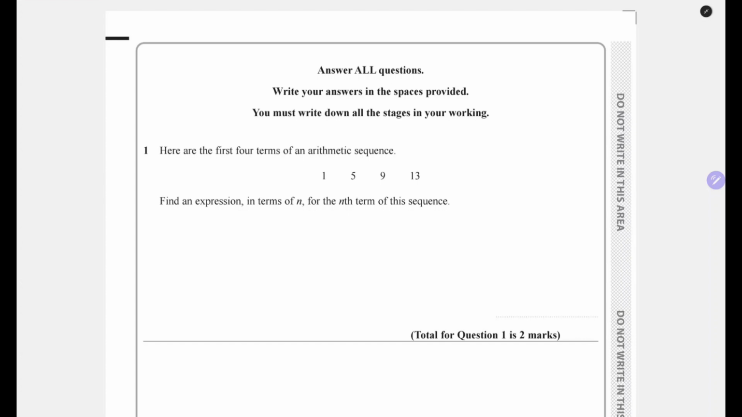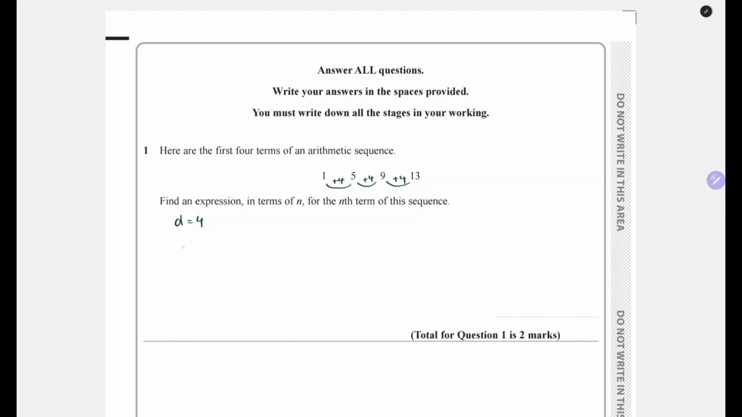and 13. Find an expression in terms of n for the nth term of this sequence. So the first thing that we're going to do is find the difference between each term. So 1 to 5 is plus 4. 5 to 9 is plus 4, and 9 to 13 is also plus 4. And so our difference, d, is 4.